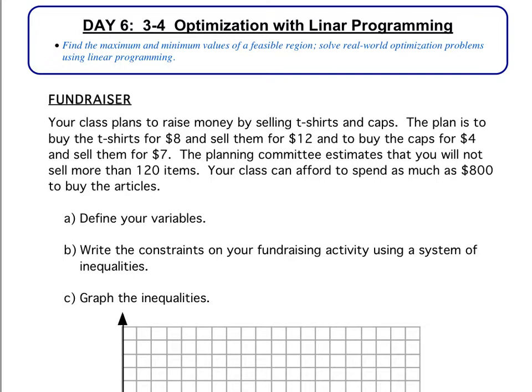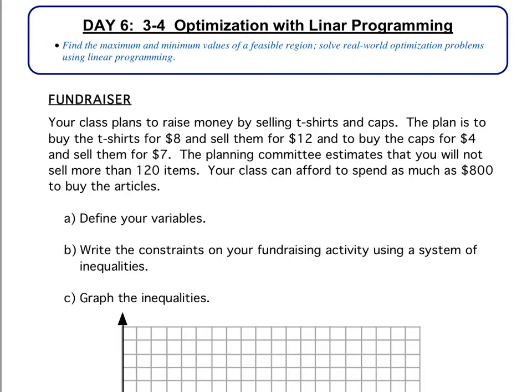Okay? So we're going to be talking about word problems, and we're going to be dealing with the idea of maximizing or minimizing costs and budgets and amounts of things that we want to sell or buy. Okay, so in this first example, your class plans to raise money by selling t-shirts and caps. The plan is to buy the t-shirts for $8 and sell them for $12, and buy caps for $4 and sell them for $7. The planning committee estimates that you will not sell more than 120 items.